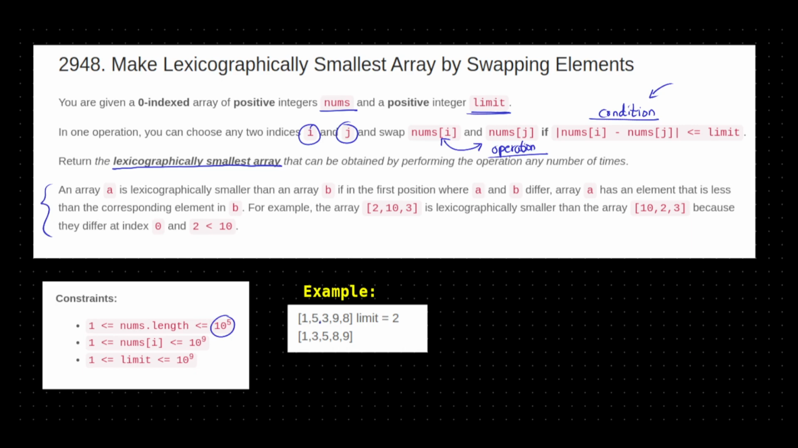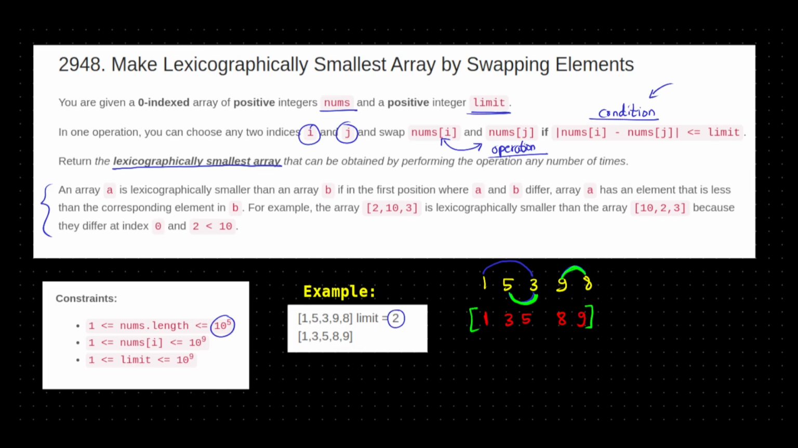In this example, we are given the array 1, 5, 3, 9, 8. You can see that the limit is 2, hence 1 can be swapped with 3, only 3, and 5 can be swapped with 3, and 8 and 9 can also be swapped. So these are the possible swappings that are available to us. One possible answer here is to swap 5 and 3 and 8 and 9, which would result in 1, 3, 5, 8 and 9. We performed these two swaps, and this is the best possible answer that we can arrive at for this example.